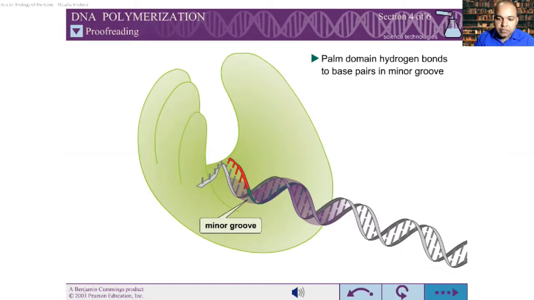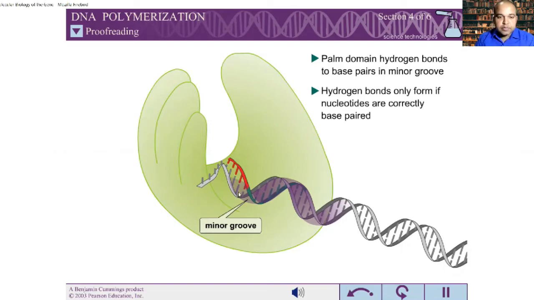Next point. These contacts are not base specific, but they only form if the recently added nucleotides are correctly base paired. Okay, so only if the recently added nucleotide is correctly base paired, the DNA is going to bind to the minor groove. If the recently added nucleotide is not correctly base paired, the DNA will not bind to the minor groove. अगर सही तरीके से न्यूक्लियोटाइड जुड़ा है तभी डीएनए माइनर ग्रुप से बाइंड करेगा. सही तरीके से न्यूक्लियोटाइड नहीं जुड़ा है तो डीएनए माइनर ग्रुप से बाइंड नहीं करेगा और डीएनए विल बी एक्सक्लूडेड फ्रॉम द माइनर ग्रुप.